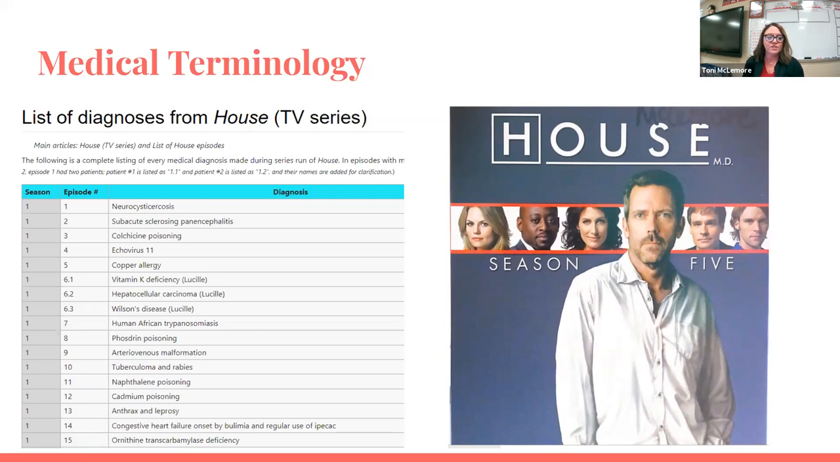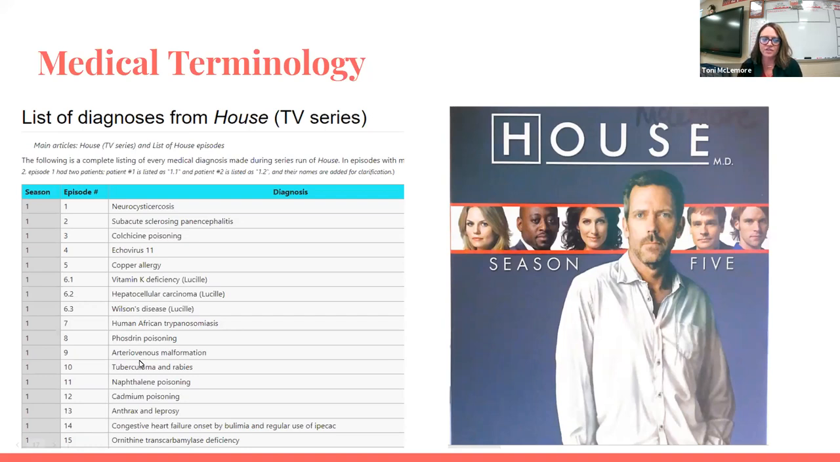They have to find seven medical terms that were used in that episode, and they will write them down as we're watching, and then they will define them, and then they have to use them in a sentence, okay? So say they heard the word cardiomegaly. They're going to write that down, define it, and then use that in a sentence.